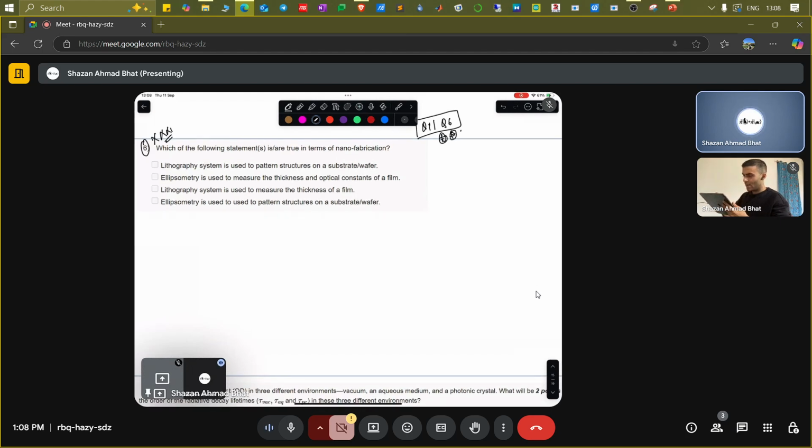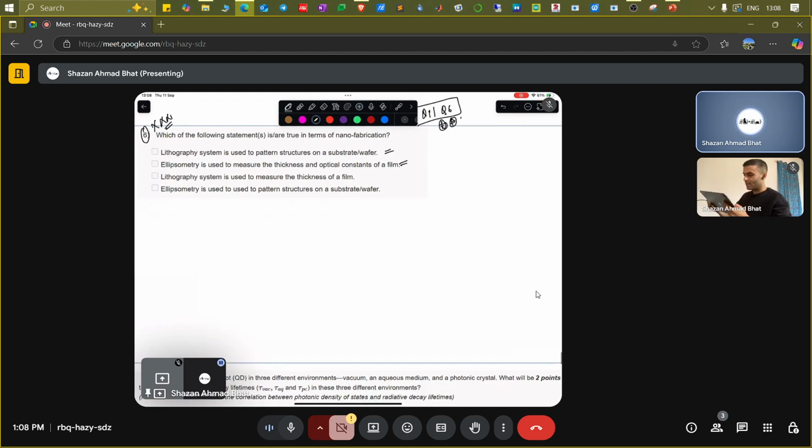Okay, so the answer of this question, I'll still say that lithography is used to pattern the system and ellipsometry is used to measure the thickness and optical constants. Yes, that's the answer. Lithography is just like if you have a substrate and a pattern which you want to imprint on the substrate. You bring in some UV lights and that gets imprinted on the substrate. So that is basically lithography. It's used to make the patterns on the substrate. That's how your chips are made.